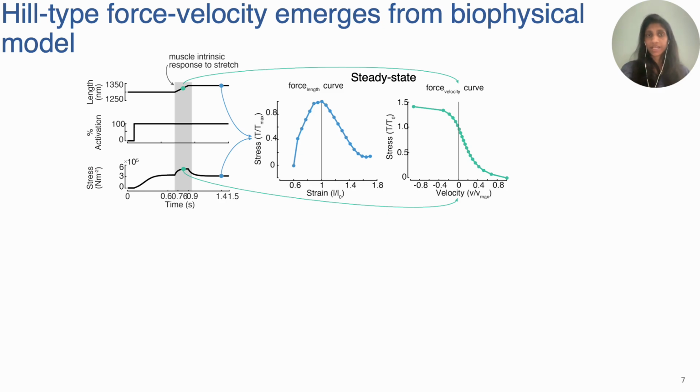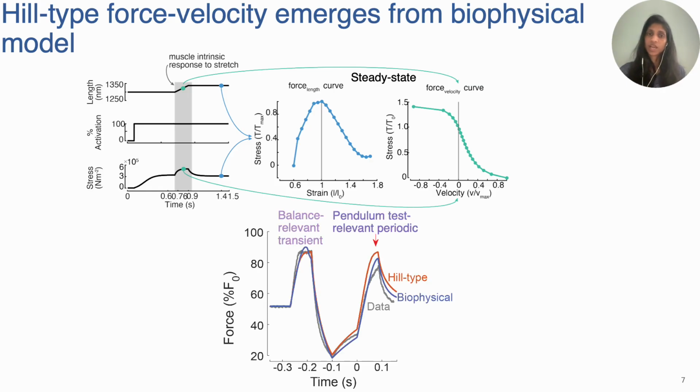Finally, with this slide, I just want to say that we can use our biophysical model to generate the Hill-type force velocity and force length curves, which we can then use to see how behavior differs if we were to use our biophysical model versus a Hill-type model that was generated from the same biophysical model.